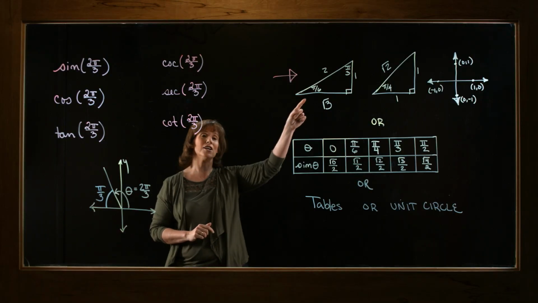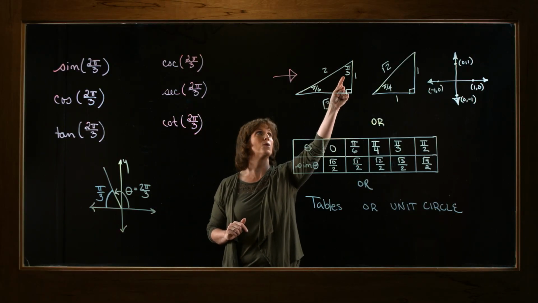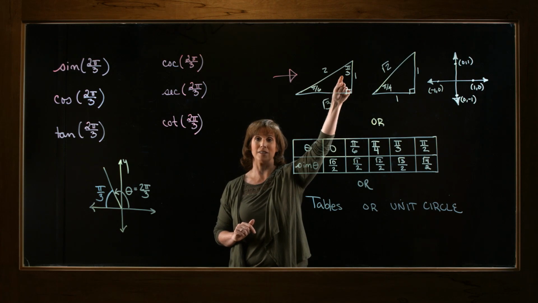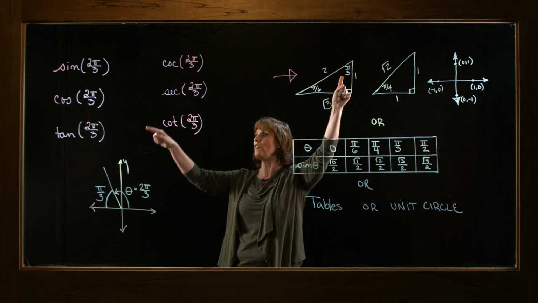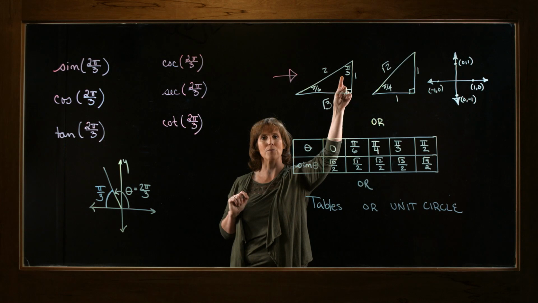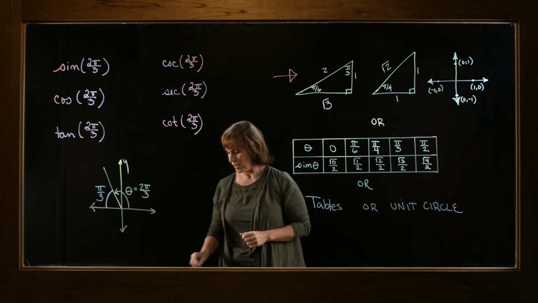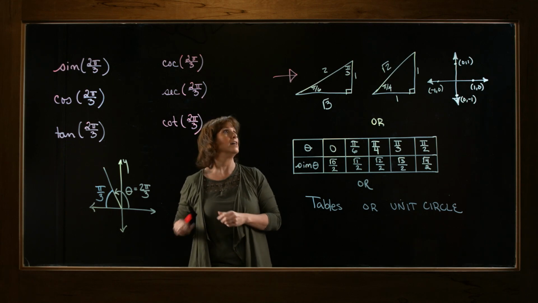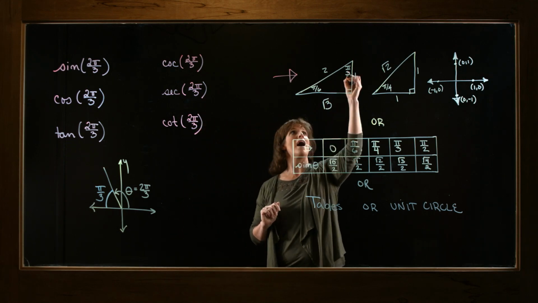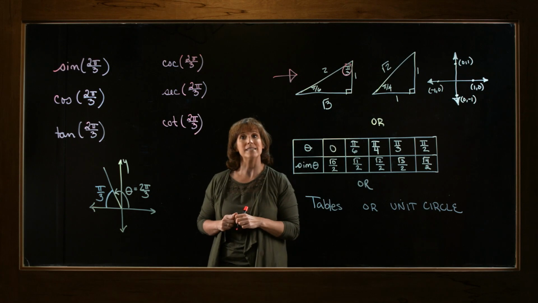Well, it means I can use pi over 3, which is in my triangle here, to calculate all the different trig function values of 2 pi over 3. Then I just have to put the right positive or negative sign with it. So let's go ahead and see what happens. So here is pi over 3, which is my reference angle.